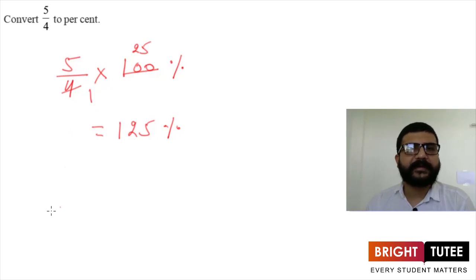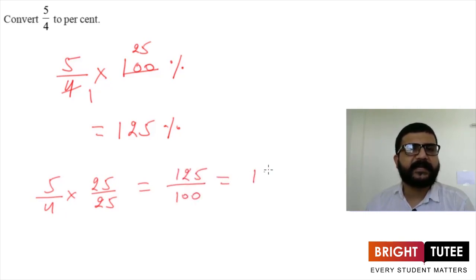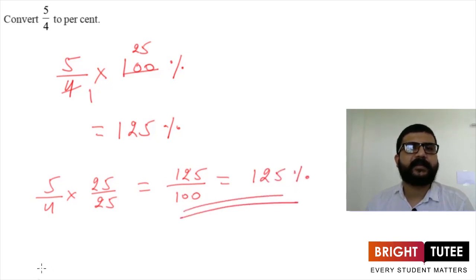We can do one more thing here. What we can do, we can make the denominator 100. For that we have to multiply the given number with 25 upon 25, because 4 into 25 will give us 100. Now this becomes 125 upon 100. Now this is basically equal to 125%. We could have done like this also.